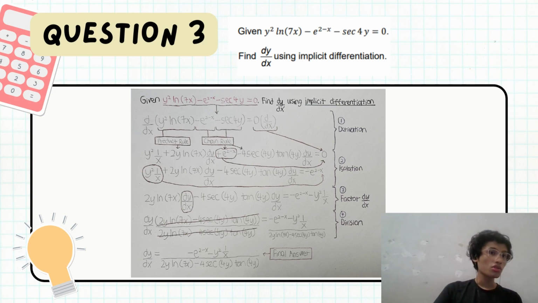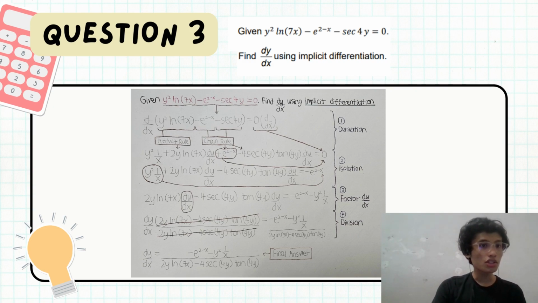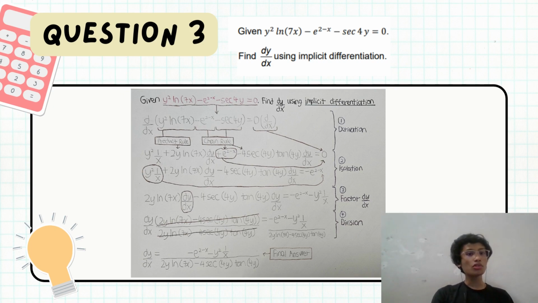Next we need to isolate the dy/dx terms from the rest of the equation. So we take the plus e^(2-x) and move it to the right side. And then we take y^2 (1/x) and move it to the right side. So it will become 2y ln 7x dy/dx minus 4 sec 4y tan 4y dy/dx equals negative e^(2-x) minus y^2 (1/x).